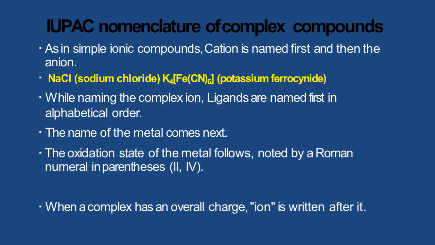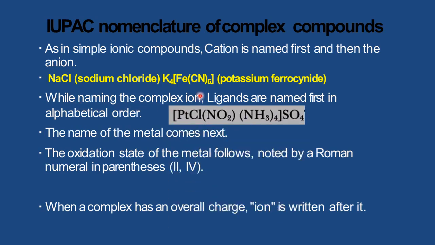Students, the second rule is that while naming the complex ion, irrespective of whether it is the cation or anion, ligands are named first in alphabetical order. Look at this example. This is the coordination sphere. It comprises ligands and the metal atom. We have three ligands here: one is amine, the second is chloro, and the third is nitro. So while naming, we have to keep the alphabetical order in mind, and we name the ligands first and after that the metal atom.